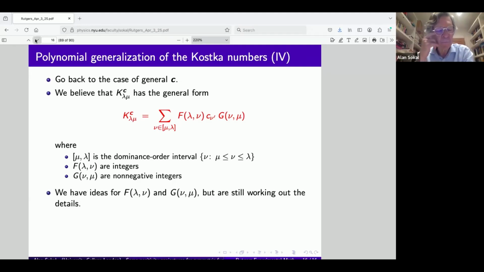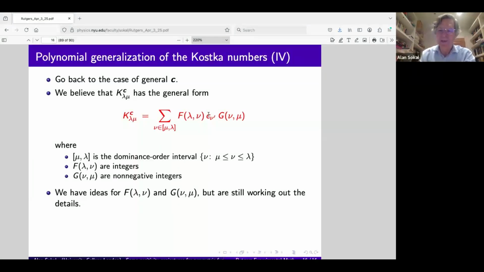And we have ideas. We're close to figuring out what they are. I mean, we're still working out the details, but we think we're going to have combinatorial interpretations for F and G. But the problem is that G's are non-negative. The F's have some signs. And of course they should, because the kind of positivities that we expect don't hold for arbitrary C's.